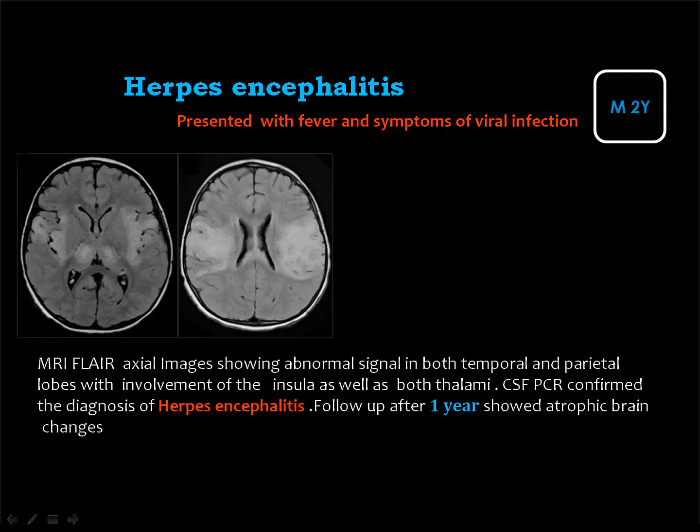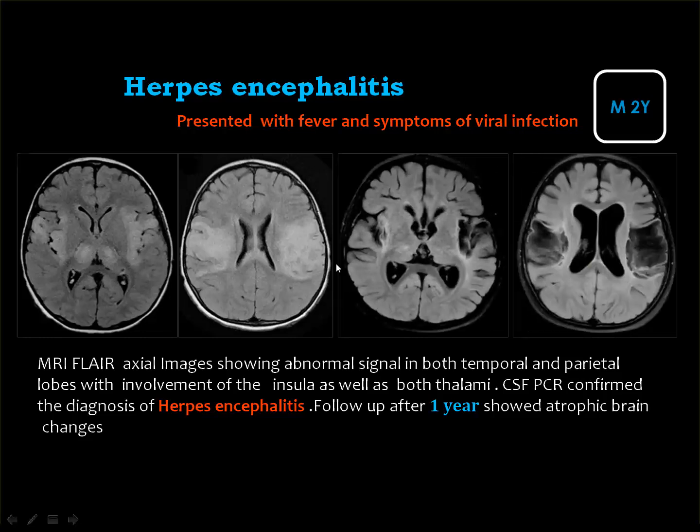And this example is of a child 2 years old with fever and symptoms of viral infection, with bilateral symmetric lesions in the temporal lobes and in the thalamus. The follow-up study of this patient will show the end result, or the expected appearance, of herpes encephalitis. It will cause significant brain damage and areas of liquefied brain tissue known as encephalomalacia, with consequent dilatation of the ventricles to compensate for the loss of volume.